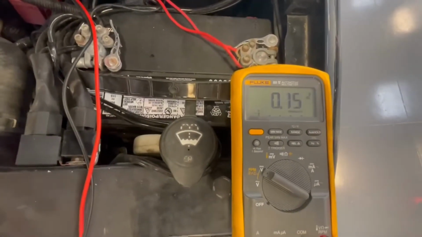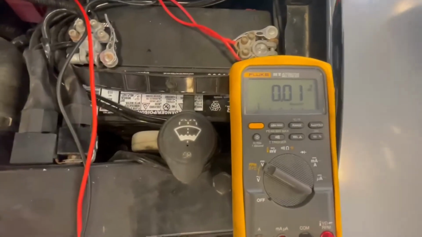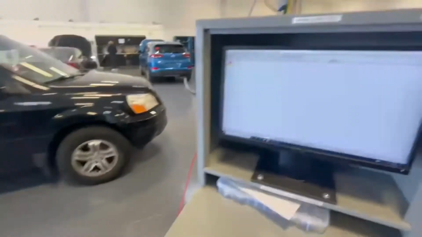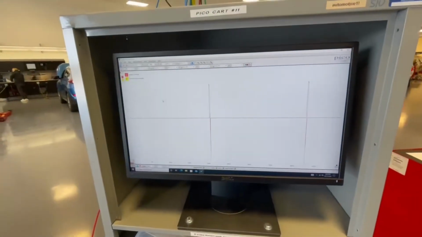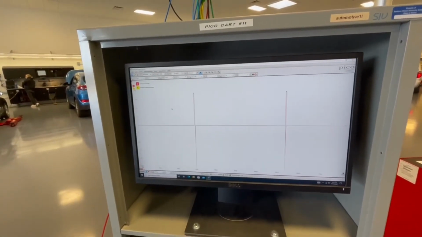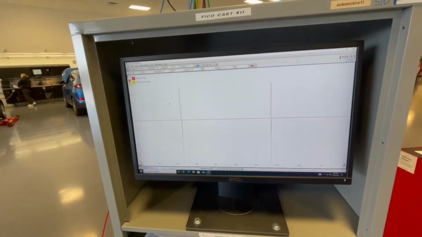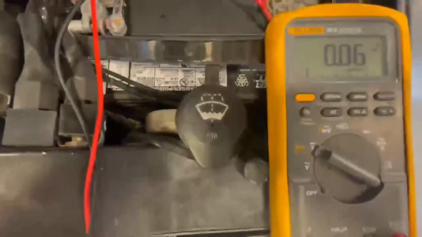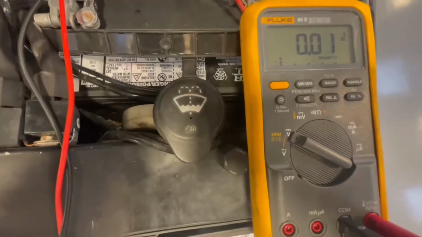Car seems to be doing relatively okay. Pico looks relatively good as well, just besides the decrease in voltage peak. Much lower readings for our average.